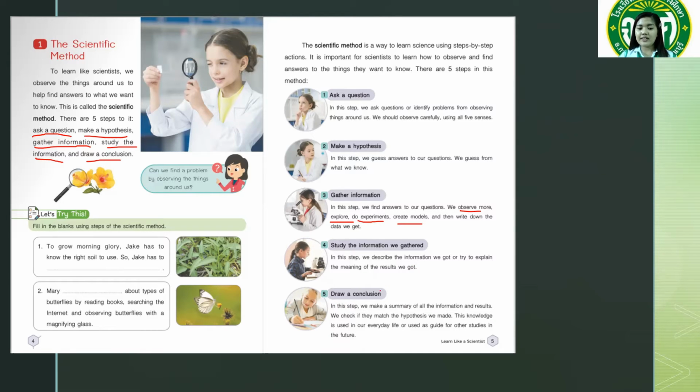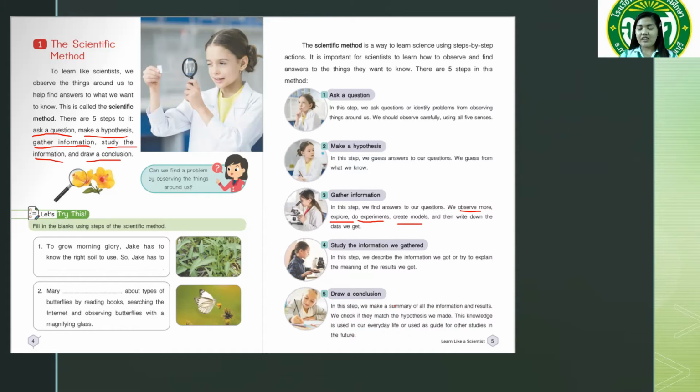Okay, the last one is draw a conclusion. In this step, we make a summary of all the information and results. We check if they match the hypothesis we made. This knowledge is used in our everyday life or used as a guide for other studies in the future. So you are going to draw a conclusion using the information that you have gathered, and then compare it to the hypothesis that you've made.